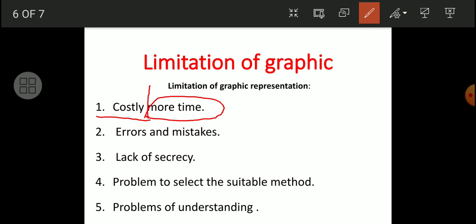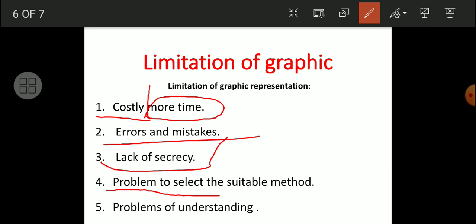In a table we can write figures immediately, but at the time of sketching a graph we will have to use our ideas. Again we will have to spend more time as compared to table formation. Now errors and mistakes are there in that. Lack of secrecy. Problem to select the suitable method. Which method we have to use, isn't it?